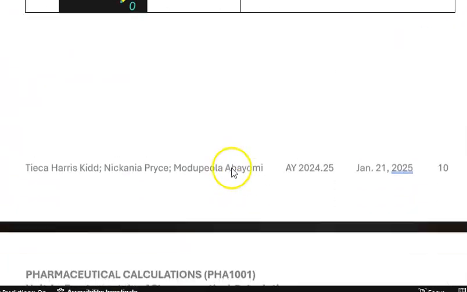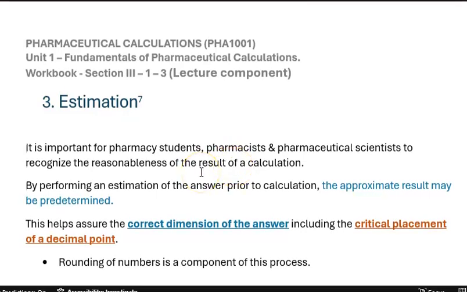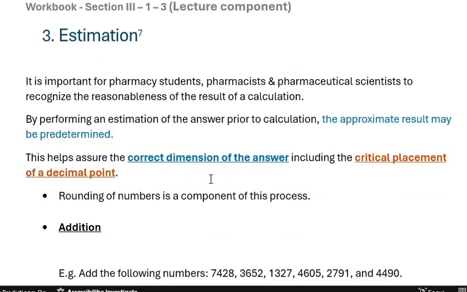But why is it that estimation is captured in your foundation PharmCal textbook? Because oftentimes students plug in the values in the calculator under rush, angst, anxiety, under time constraints, and plug in the wrong thing, right? And so if you look at the numbers, they are patterns. The numbers speak for themselves. Round off to the nearest tens or hundreds or thousands and see what your answer should look like. And this is a foolproof way of double checking.